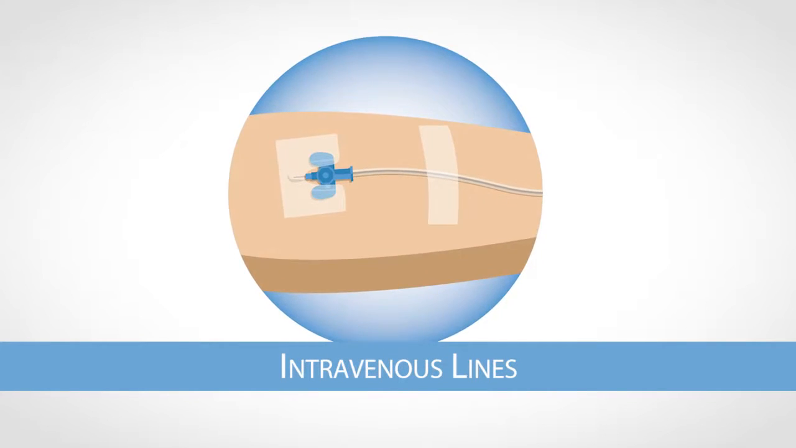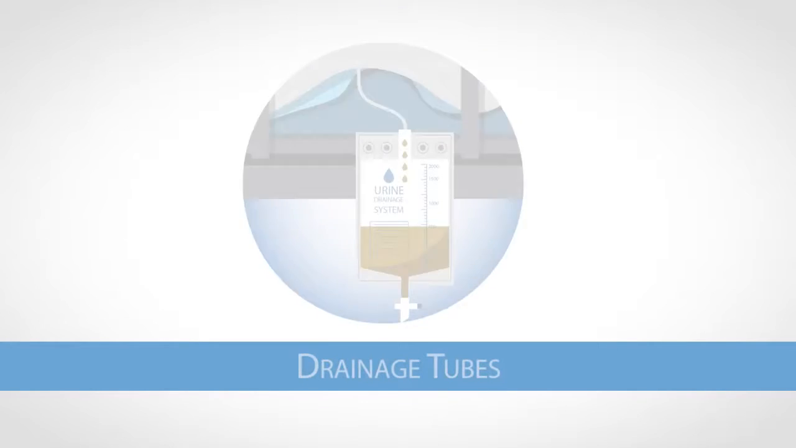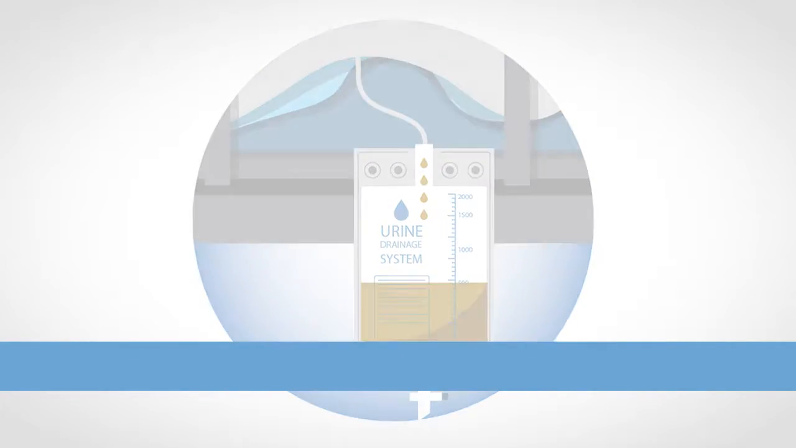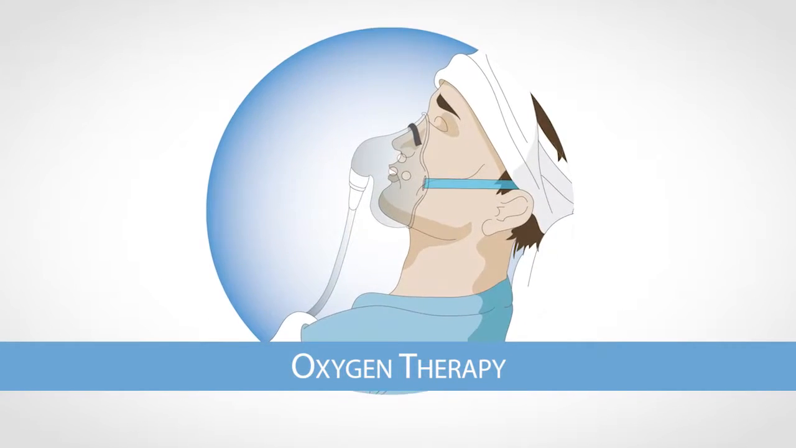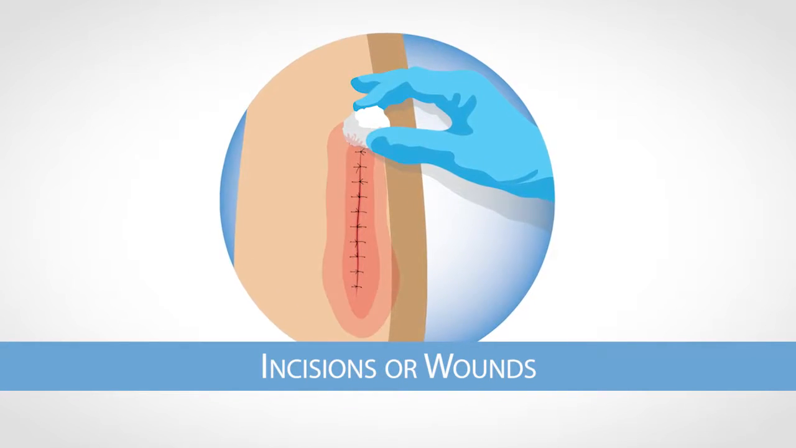Assess for any medical equipment or surgical procedures that may alter the positioning procedure. These may include the following: intravenous lines, drainage tubes, oxygen therapy, or incisions or wounds.